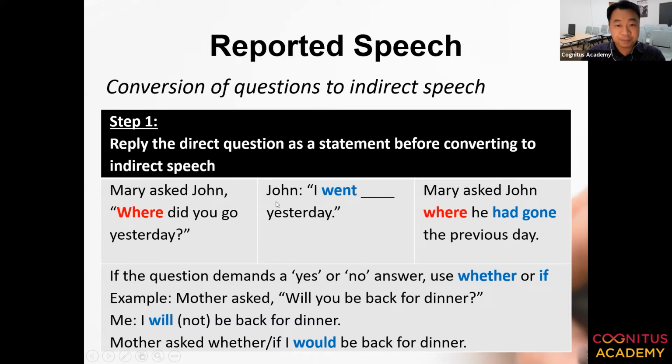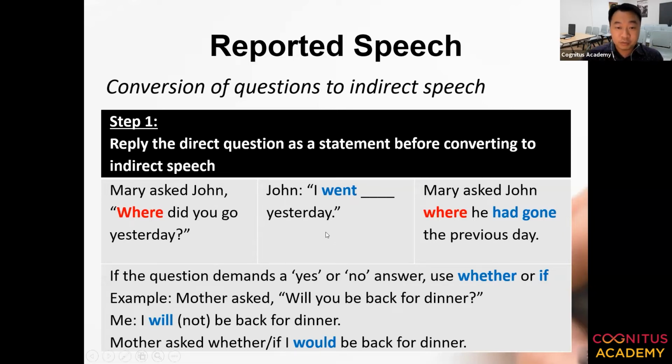Now this step is, I feel, one of the safest ways to do it. However, some students feel that it is difficult to craft that one sentence, which is fine. Some students will then use other methods, such as when you see past tense did, cancel this did, and then change go into the past tense of go, went. And then Mary asked John where, because you've already cancelled did, where he had gone the previous day. Some students can do that.